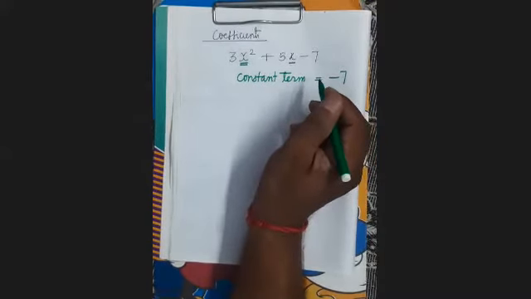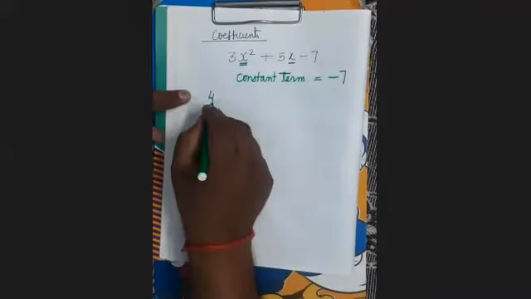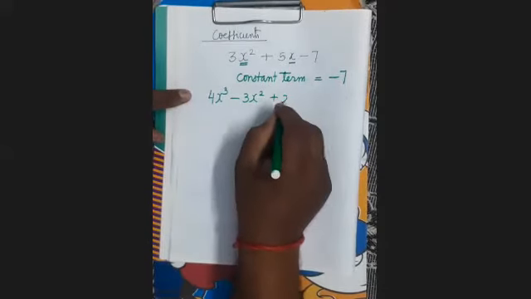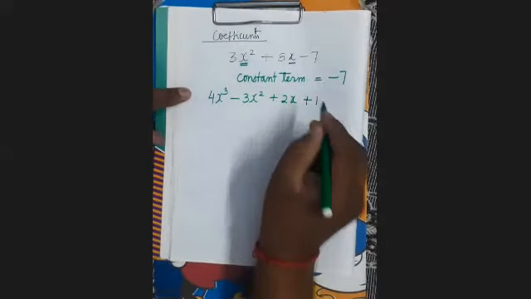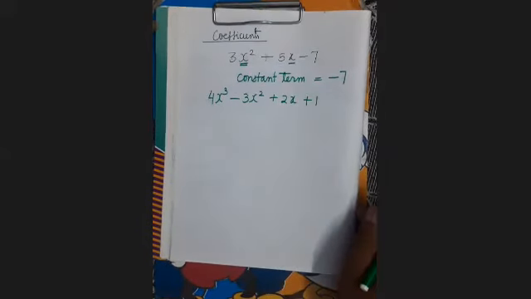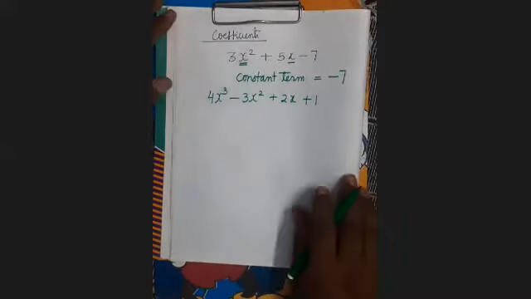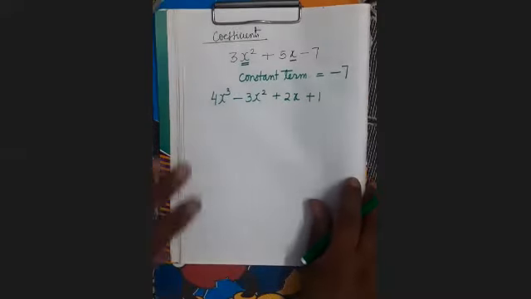Suppose this is a polynomial 4x cube minus 3x square plus 2x plus 1. What is the coefficient of x? 2. What is the coefficient of x square? Minus 3. Coefficient of x cube, 4. Constant term, 1. Okay.